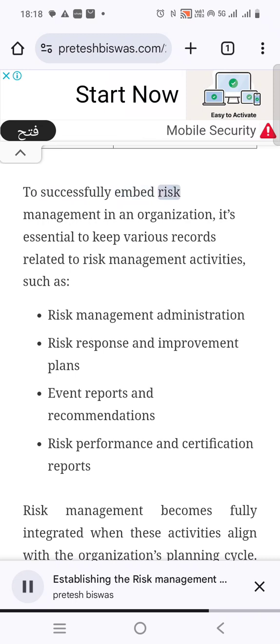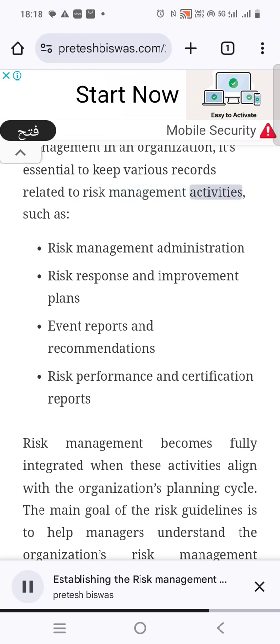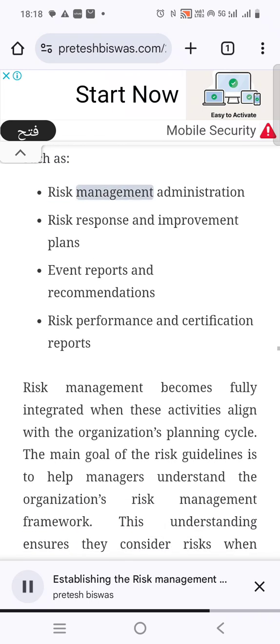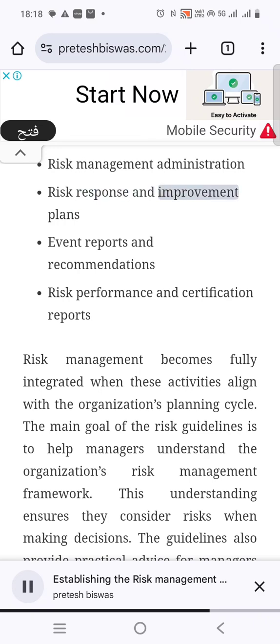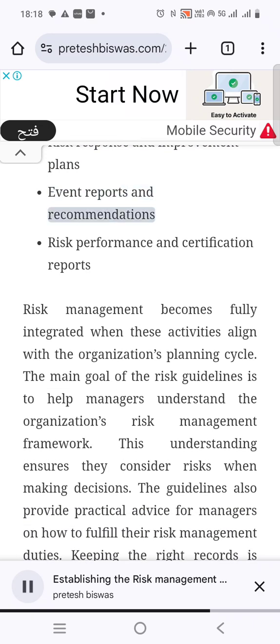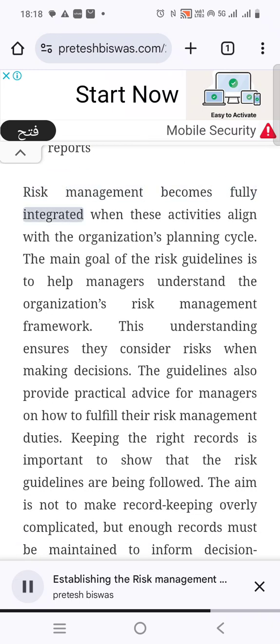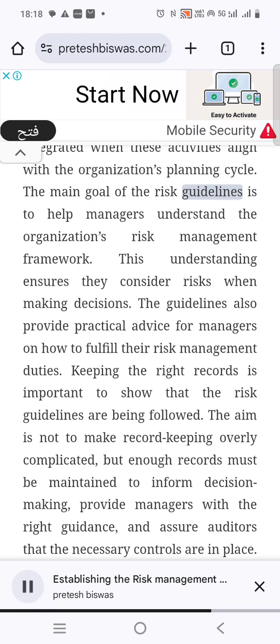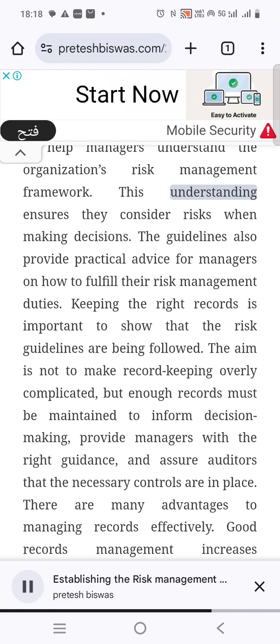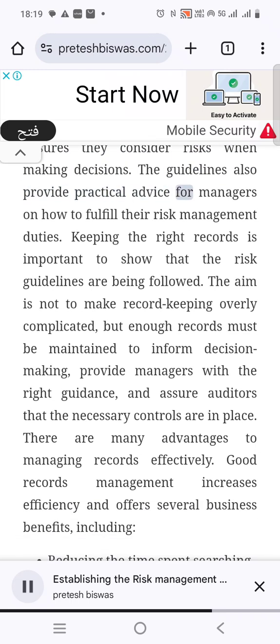To successfully embed risk management in an organization, it's essential to keep various records related to risk management activities, such as risk management administration, risk response and improvement plans, event reports and recommendations, risk performance and certification reports. Risk management becomes fully integrated when these activities align with the organization's planning cycle. The main goal of the risk guidelines is to help managers understand the organization's risk management framework. This understanding ensures they consider risks when making decisions. The guidelines also provide practical advice for managers on how to fulfill their risk management duties.